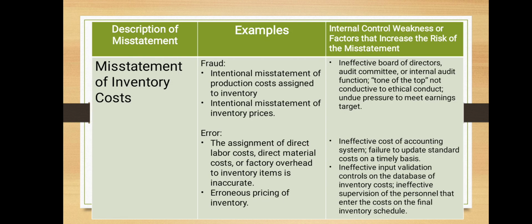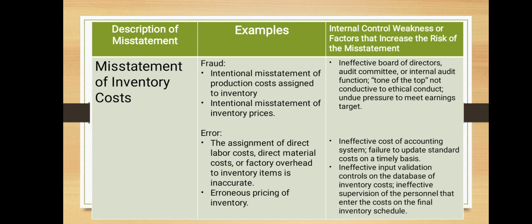Misstatements of inventory. These are the description of misstatements, examples, and the internal control weaknesses or factors that increase the risk of the misstatement. First, we have the misstatement of inventory cost. Fraud: intentional misstatement of production costs assigned to inventory, intentional misstatement of inventory prices.